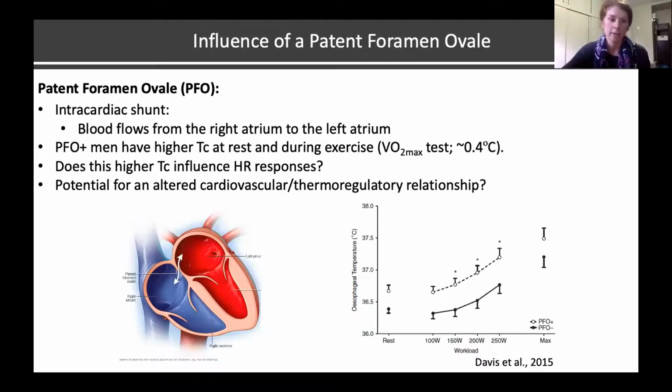Previous studies out of our lab have shown that PFO positive men have a higher core temperature at rest and during exercise, specifically a VO2 max test. That difference is about 0.4 degrees Celsius. So we were wondering if this higher core temperature could influence their heart rate responses, and if there's a potential for an altered cardiovascular and thermoregulatory relationship in PFO positive subjects.